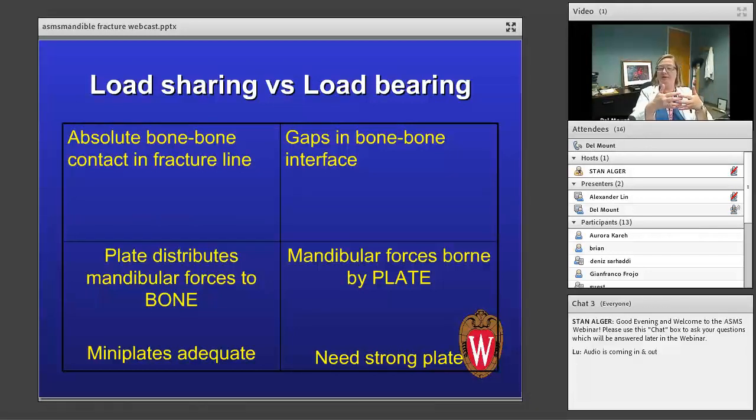Now, a load-bearing situation would be if there are gaps or some instability, like a comminuted fracture where there's not really good bone-to-bone healing. What you may do is span that entire area with a very strong plate that is going to carry the load of bite force as well as the zones of compression. With a load-bearing plate, those are the times that you're going to use things like the big reconstruction plates, the recon bars, and then if you can get into a primary healing situation, you can use even mini plates that have been shown to be adequate for reduction.